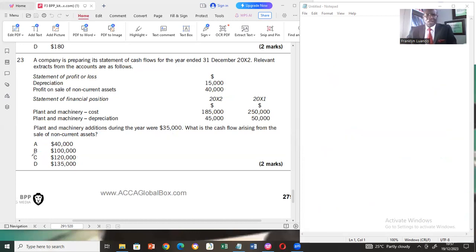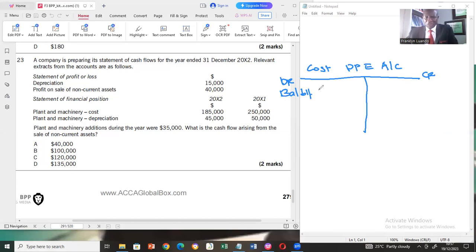Okay. So under cost, we go to the cost, which will be the PPE account at cost. Then we use the cost. We have the debits on one side, the credits on the other. Then we go to the balance. The balance brought forward, which is 250. That is cost.